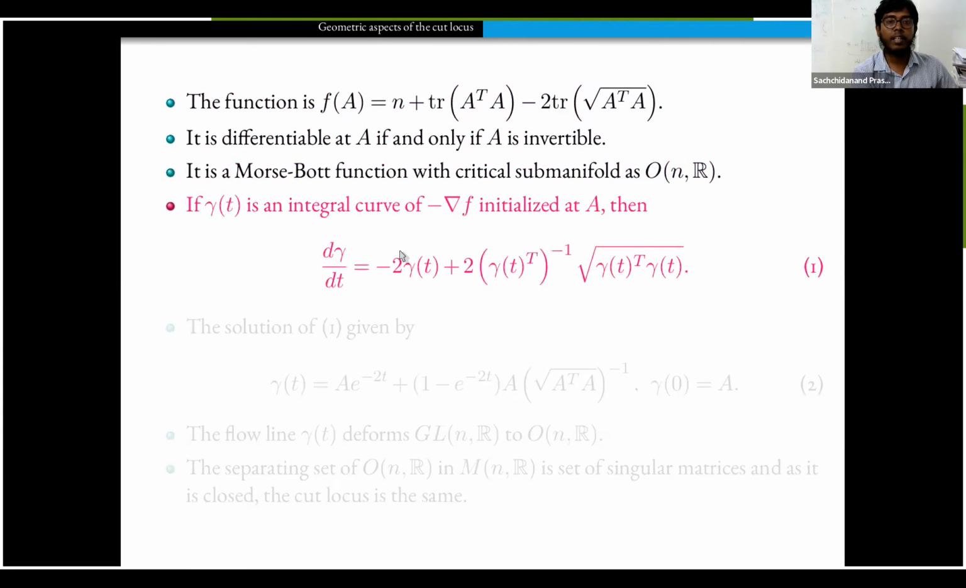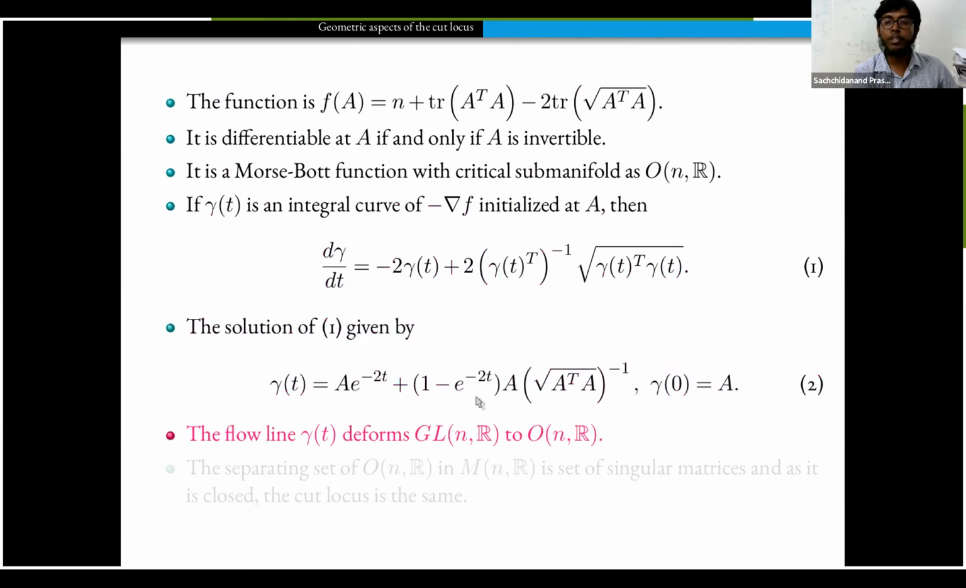And if I take gamma(t) as an integral curve of the minus gradient, then it satisfies this differential equation. And then I can solve the differential equation to get the curve gamma. And now observe that this gamma deforms GL(n, R) to O(n, R) in infinite time.